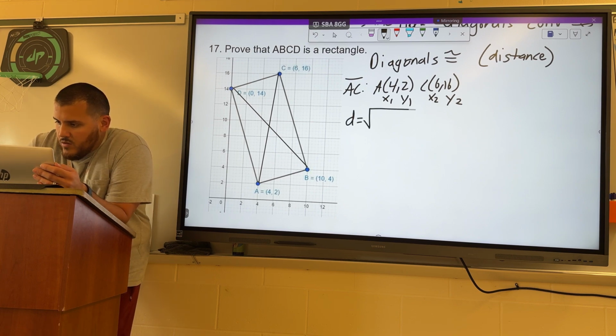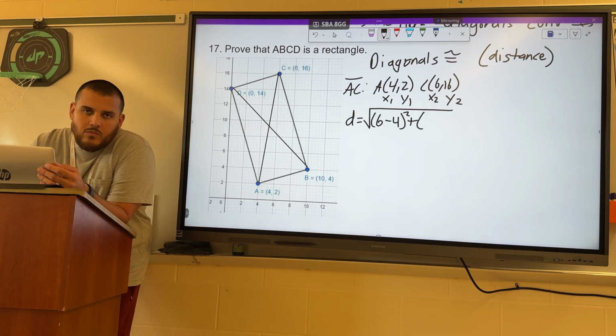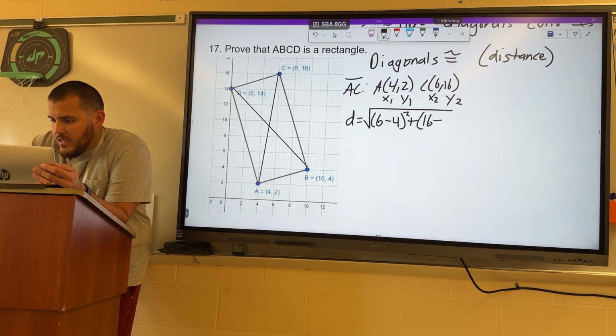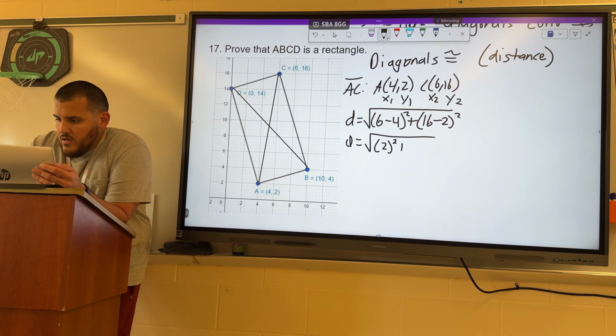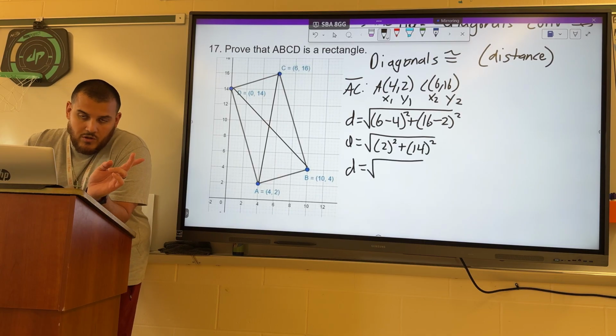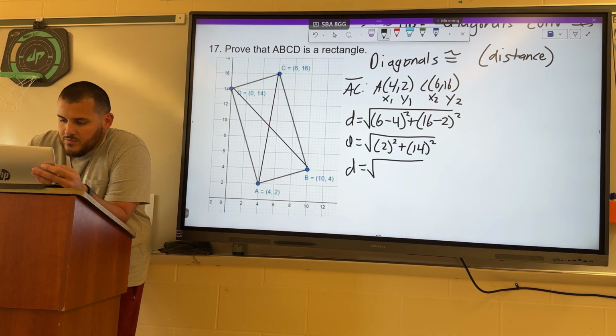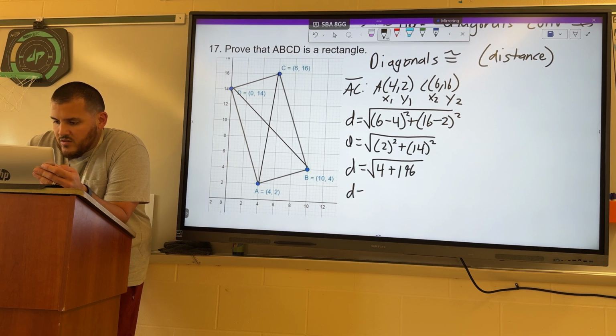Distance equals the square root of x2 minus x1 squared, that would be 6 minus 4 squared, plus y2 minus y1 squared, that would be 16 minus 2 squared. Then we're doing our algebra. 6 minus 4 gives me 2. 16 minus 2 gives me 14. Then we're doing our exponents. Did those parentheses first there to get the 2 and 14. Now we're doing exponents. 2 squared is 4. 14 squared is 196. And when I add those together, I get the square root of 200.